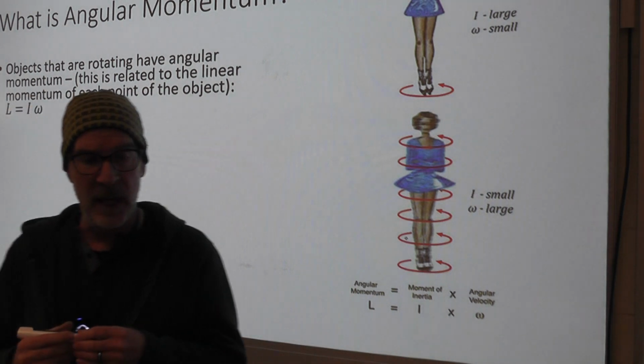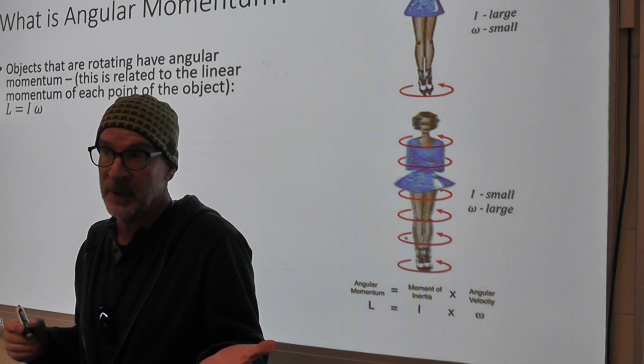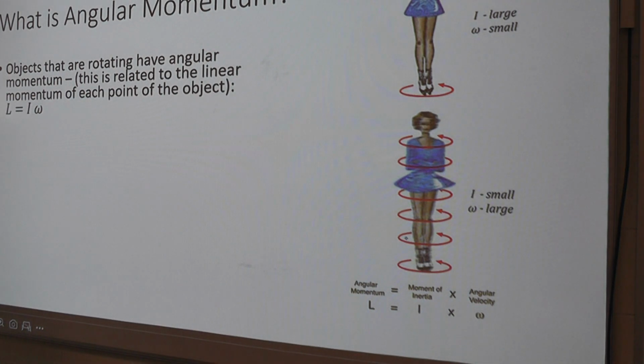And then it's also related to velocity. Velocity is how fast something is going. In linear systems, we measure velocity in meters per second. In angular systems, velocity is measured in radians per second. And the equation for angular momentum is analogous to our equation for linear momentum.